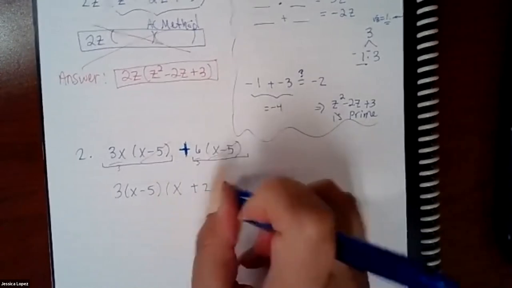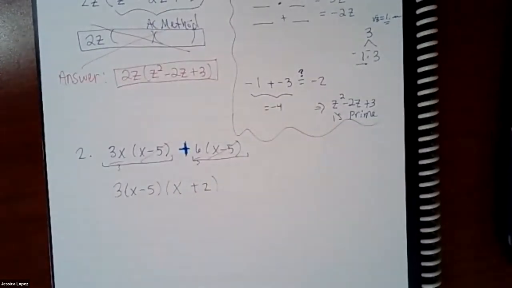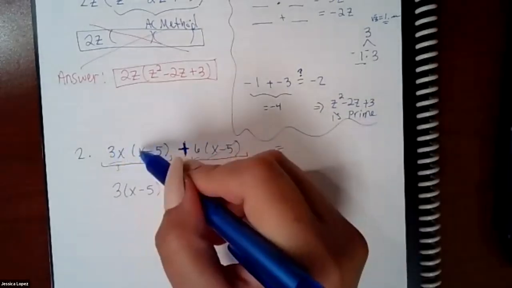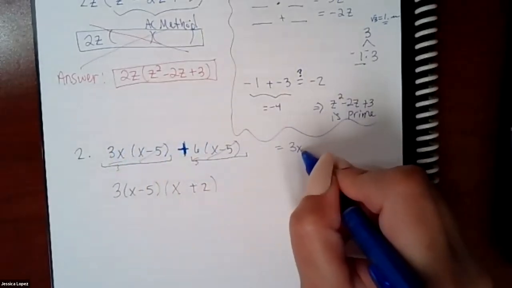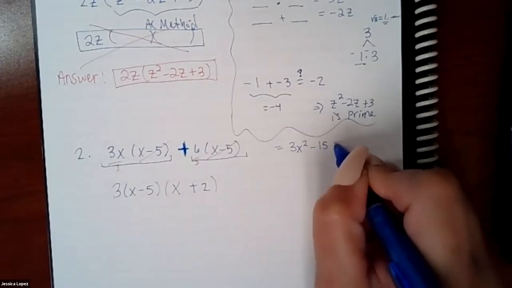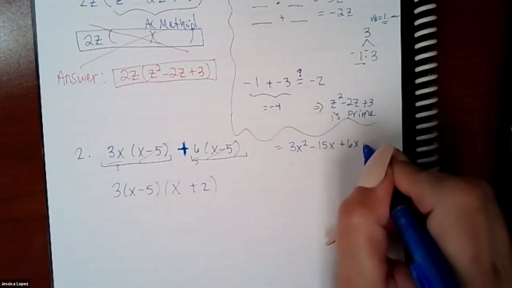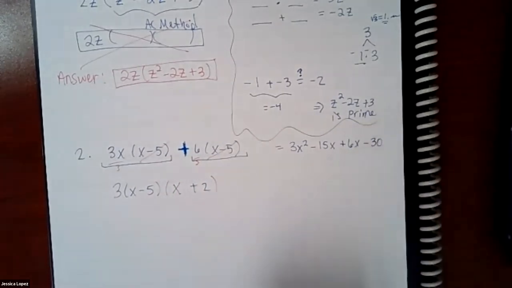And you can check these. If you're not sure if they are equivalent, you can check. If I were to distribute this 3x, I'd get 3x squared minus 15x. If I distribute this positive 6, I get positive 6x and negative 30.